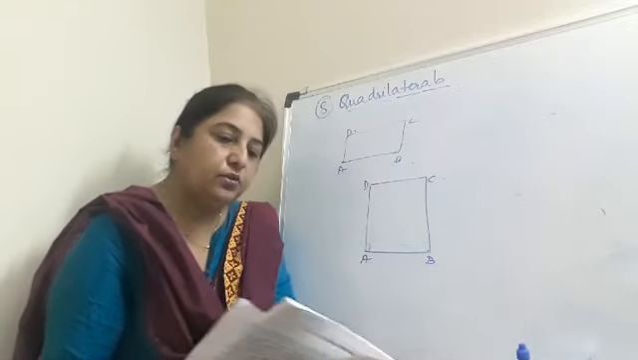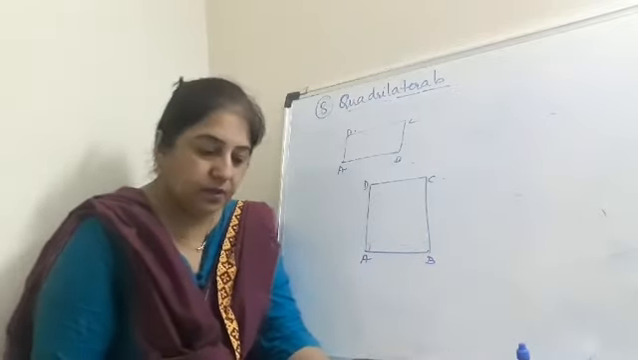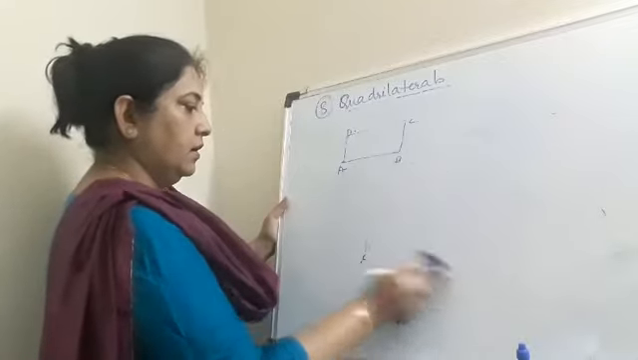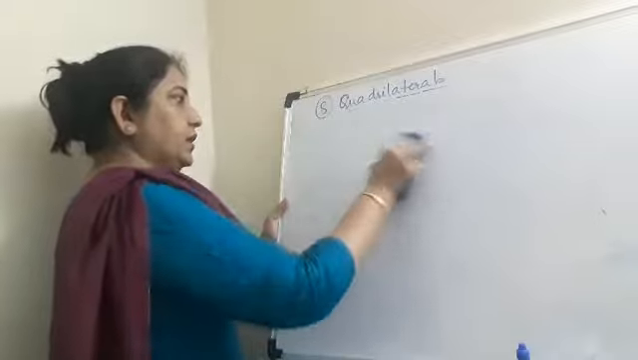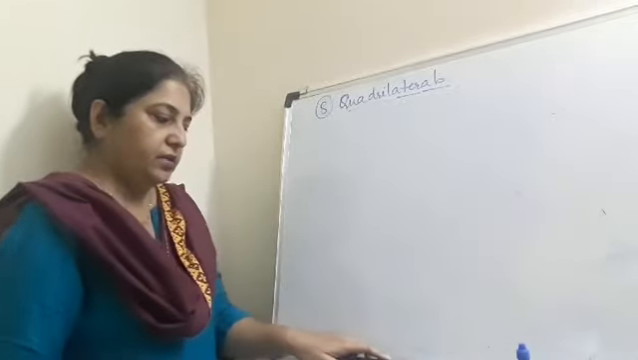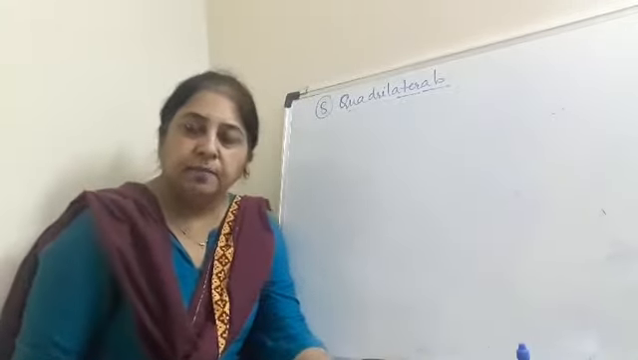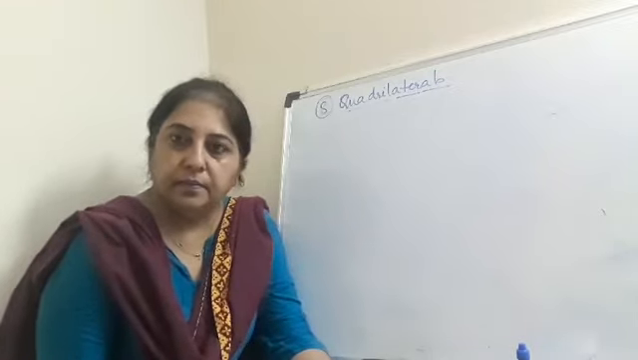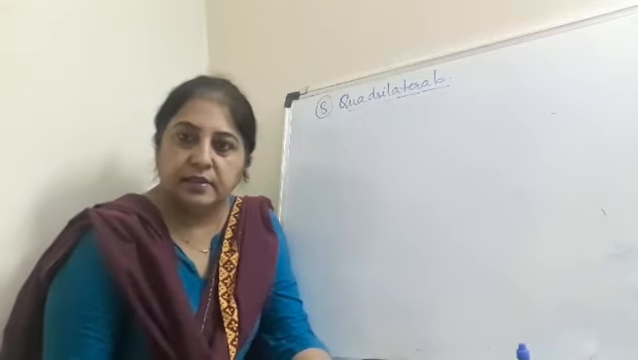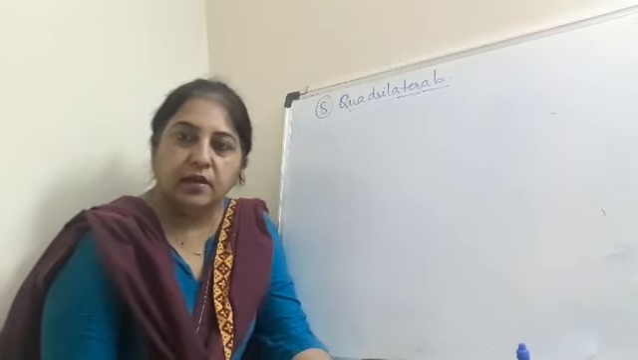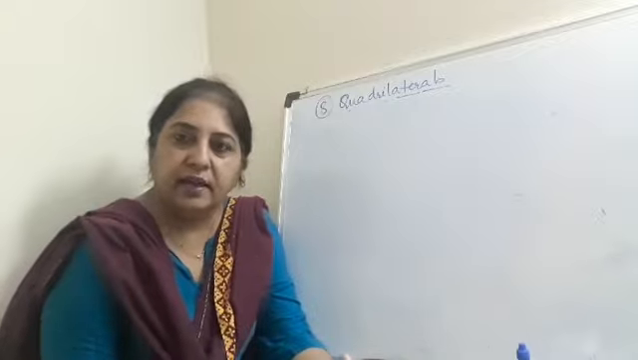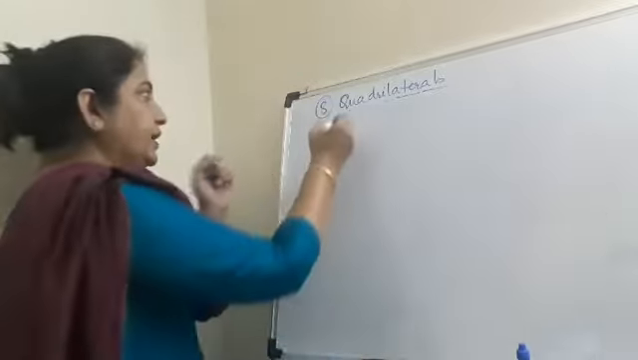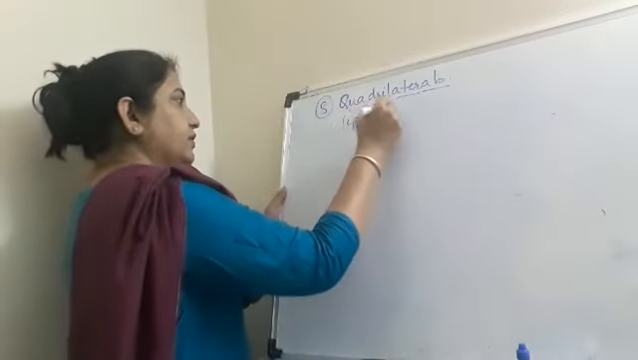Now coming to the types of quadrilaterals, children, starting with the first one. Do you remember the names of the quadrilaterals which we have studied in the previous classes? Trapezium, parallelogram, rhombus, kite. These are all quadrilaterals. Then we know what is a rectangle, and what is a square. So we are going to study now the types of quadrilaterals.